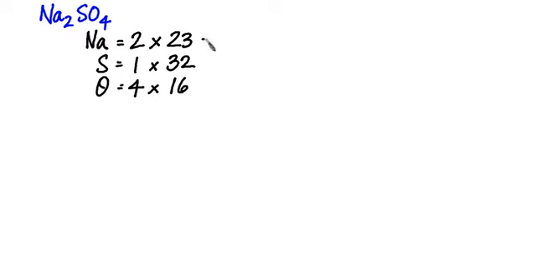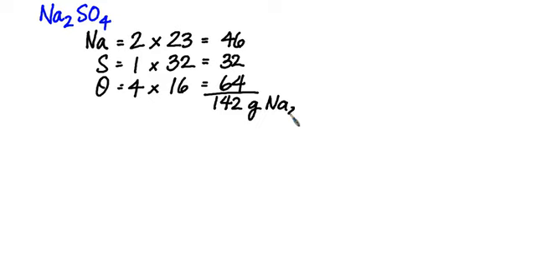And then you multiply across. The contribution from sodium is 46. The contribution from sulfur is 32. And the contribution from oxygen is 64. And if we add that all up, it's 142 grams of sodium sulfate is 1 mole of sodium sulfate. I'm pretty sure you remember how we got to that particular calculation.